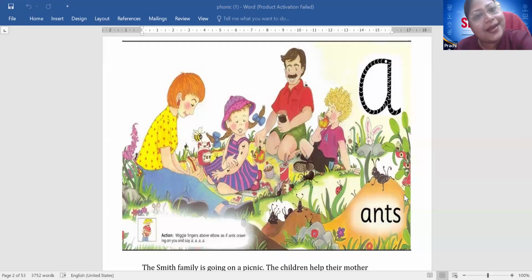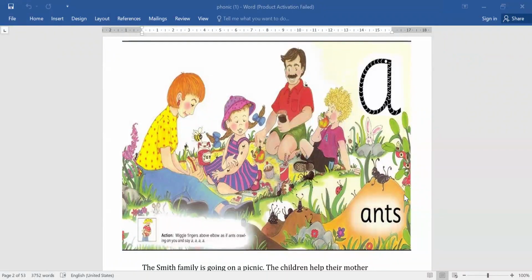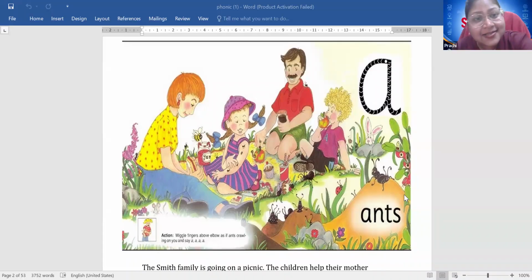Then open-ended questions. Which place is this? A park. Okay. Have you ever been to the park? Yes. How do you feel when you go to the park? We felt very happy, enjoyable. Have you ever seen an ant? I have seen ants at home, not in the park.